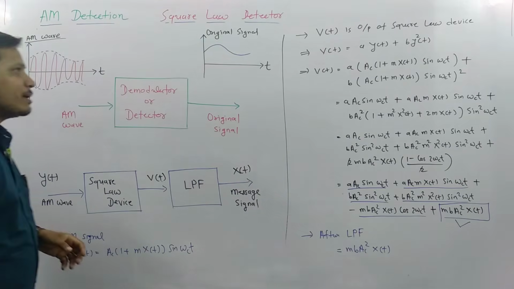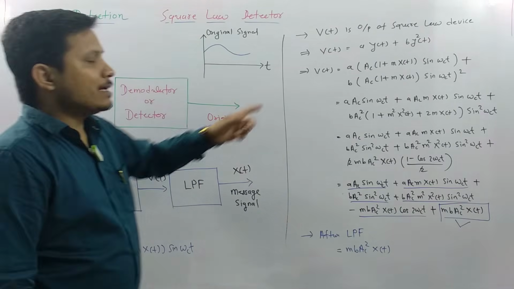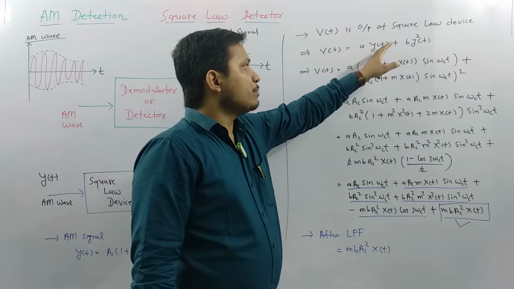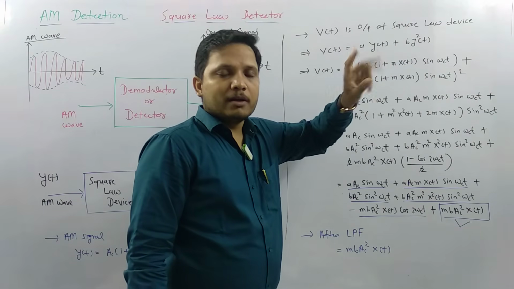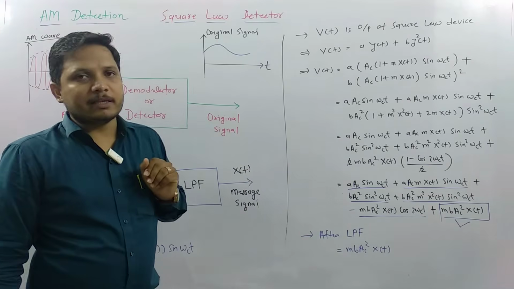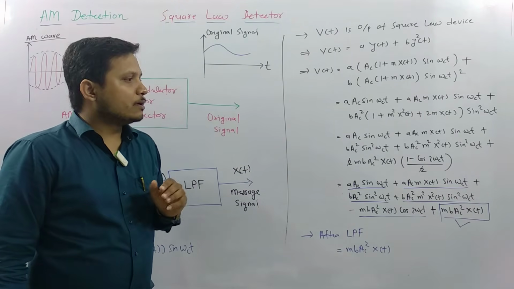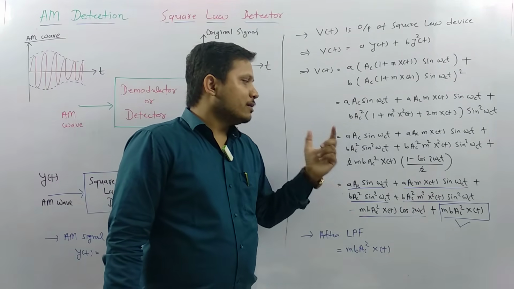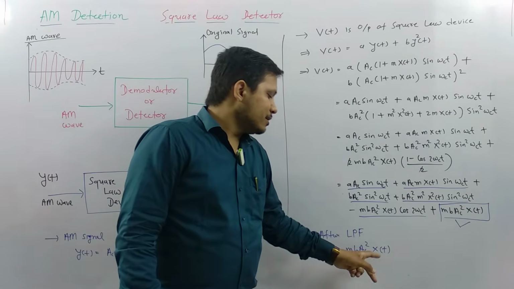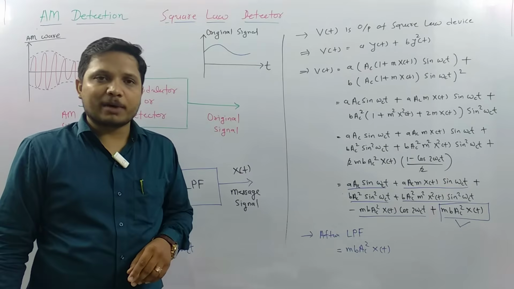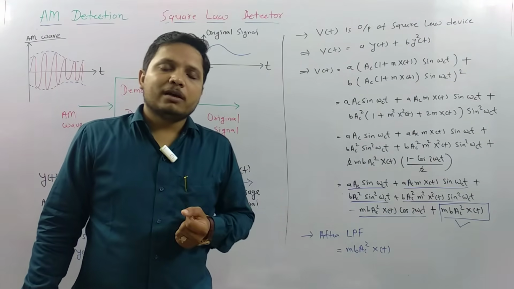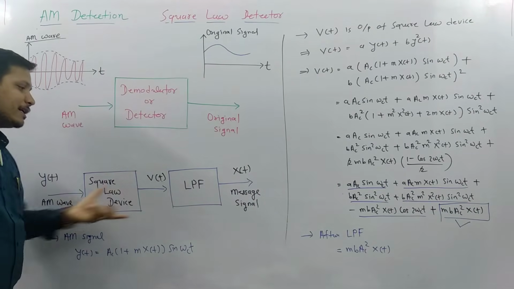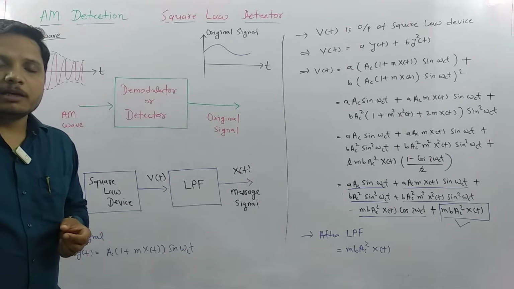So this is what you need to remember. What is the characteristic of a square law device? It is a constant times y(t), which is the input to that device, plus b times y²(t). That is the characteristic of a square law device. You just do that derivation and at the end extract only the information, and this is the information you will have after passing it through the low pass filter. So this is amplitude modulation detection by a square law detector. This is the square law detector that we use to extract the original information.